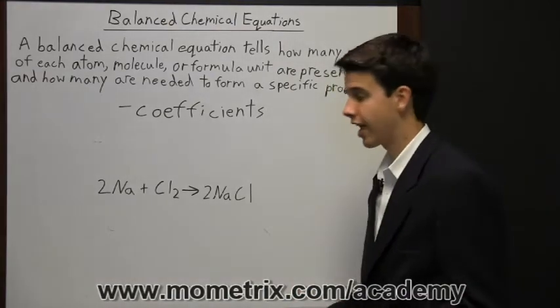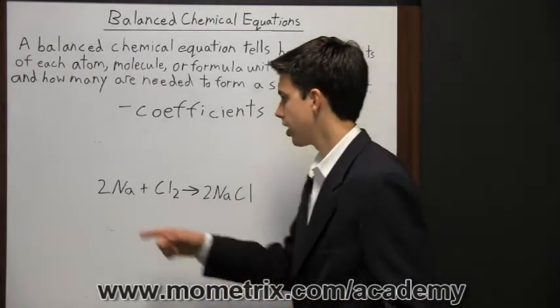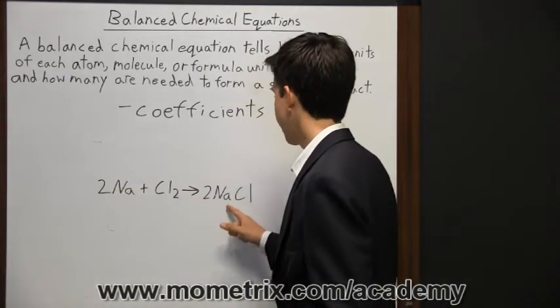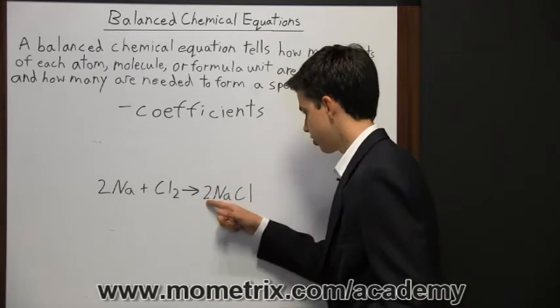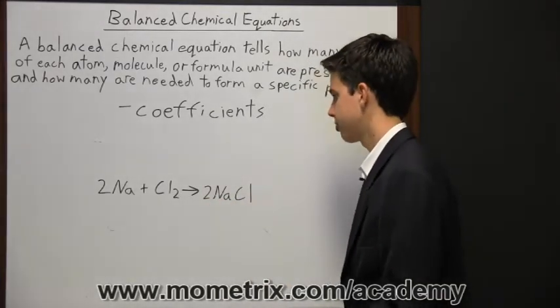Now, for the purpose of counting atoms to make sure you have a balanced chemical equation, make sure that you apply the coefficient to every atom in that molecule. So this 2 right here means you have 2 sodium atoms, and it means you have 2 chlorine atoms.